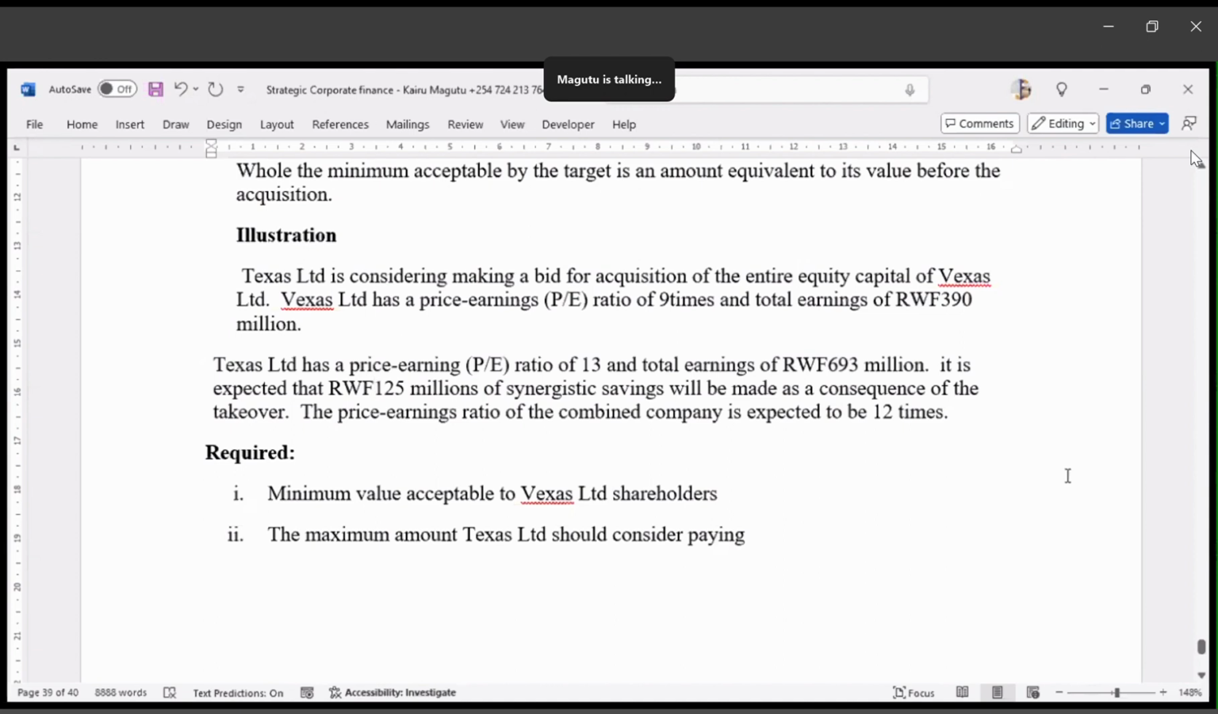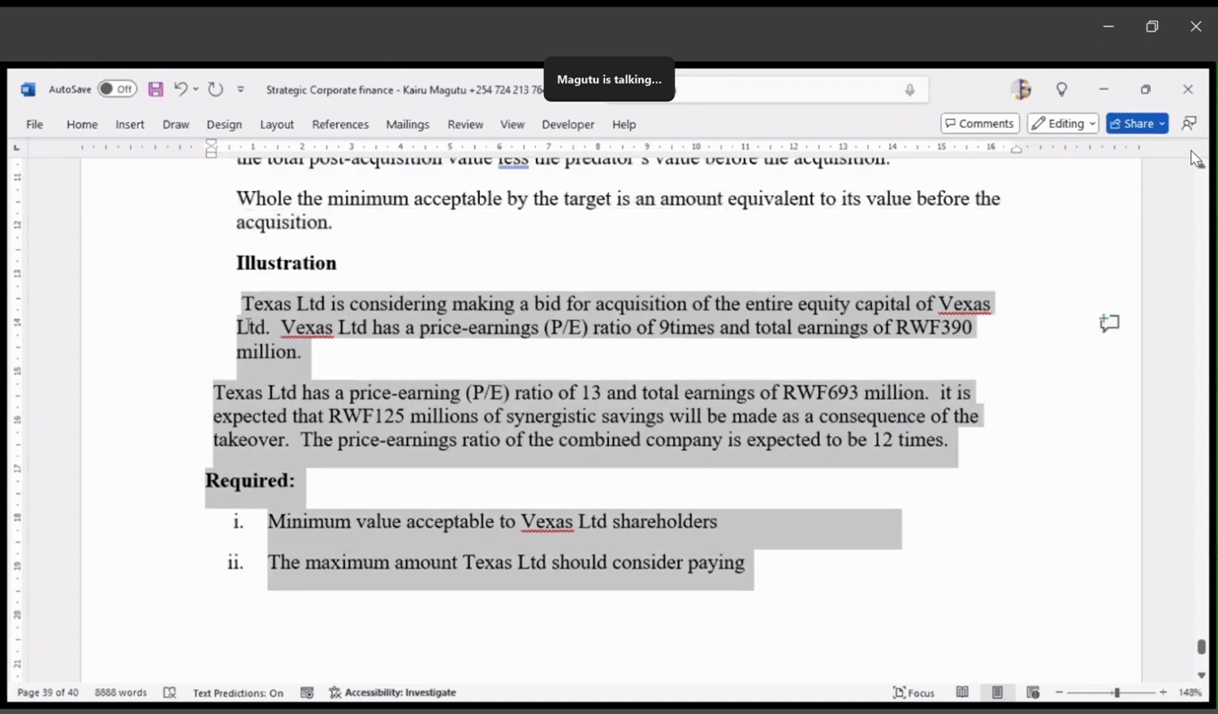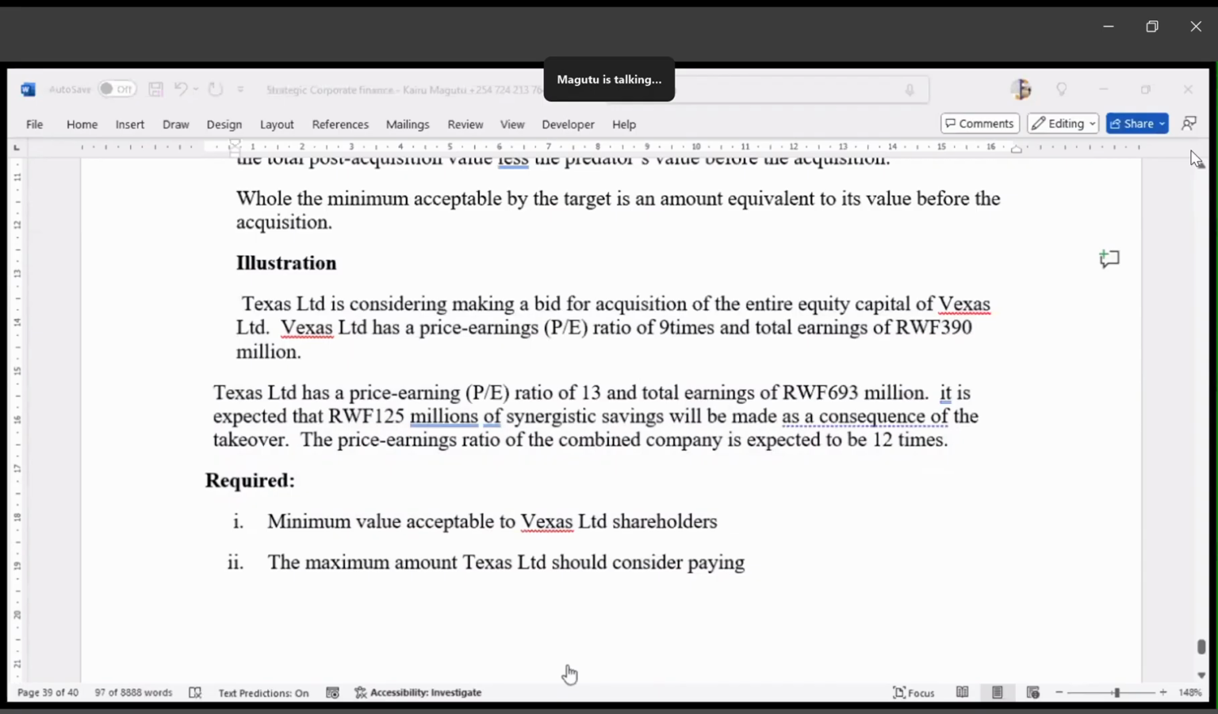I want you to take 2 minutes. Read through this illustration, please. Just read through it so that we can look at it together.